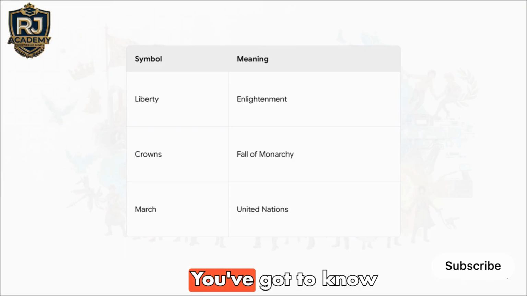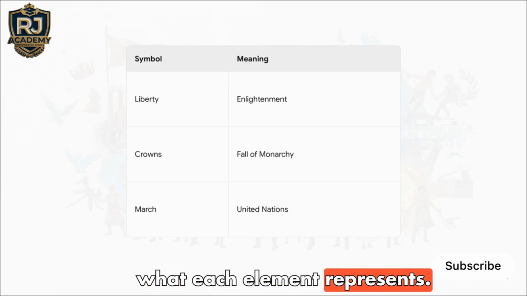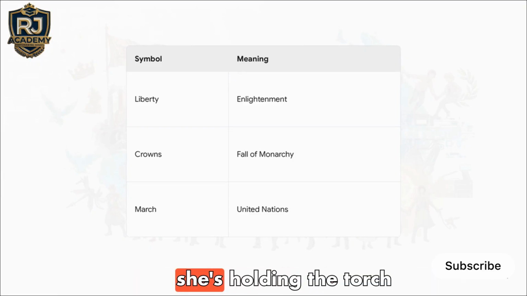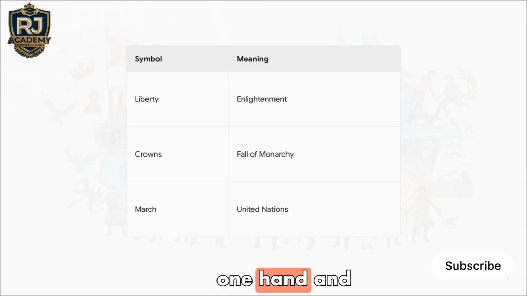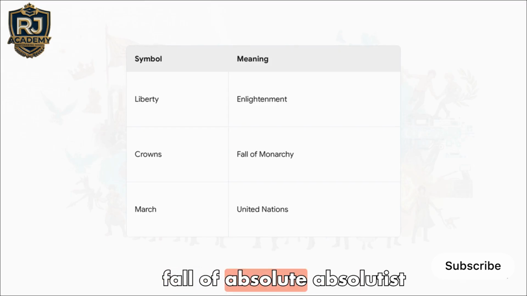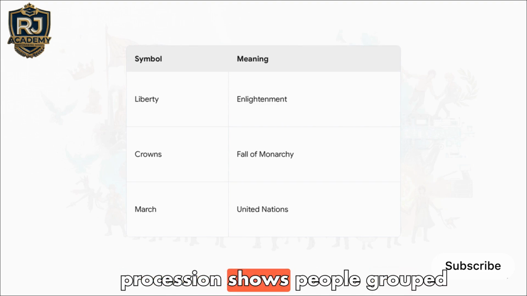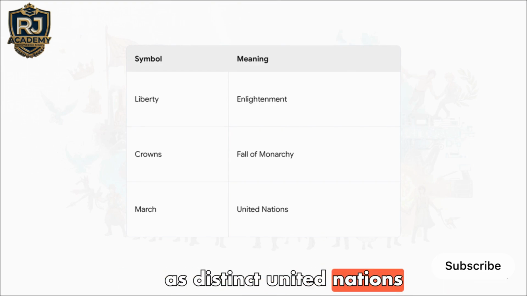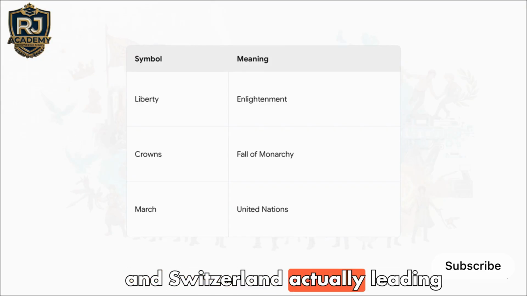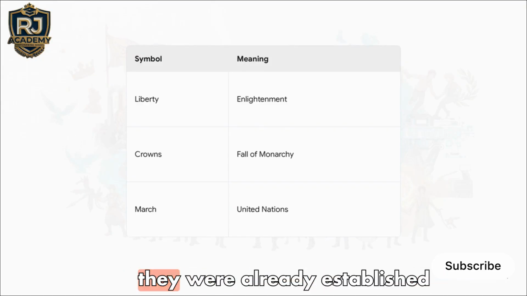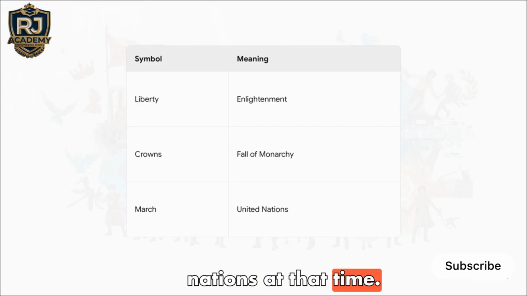Now, this breakdown is super important and is highly likely to pop up as a 3-mark short answer question on your exam. You've got to know what each element represents. So, the Statue of Liberty, she's holding the torch of enlightenment in one hand and the Charter of Rights of Man in the other. Those shattered crowns on the floor, that's the literal fall of absolutist monarchical institutions. And that massive marching procession shows people grouped as distinct united nations, with the USA and Switzerland actually leading the way, simply because they were already established nations at that time.